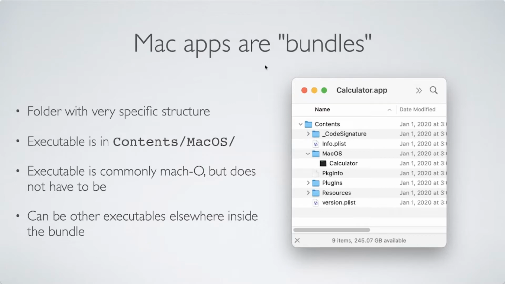As many of you should already know, Mac apps are really a folder with a very specific structure called a bundle. And the executable is contained inside the subfolders Contents/MacOS, and can have whatever name you want it to have. Commonly, that executable is a Mach-O binary, which is a native Mac binary, but it doesn't have to be. It can be a variety of different things. And what's really important to understand is there can be a lot of other executables all over the place elsewhere inside the bundle.